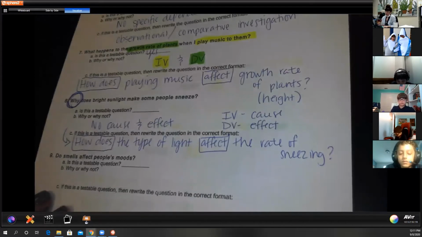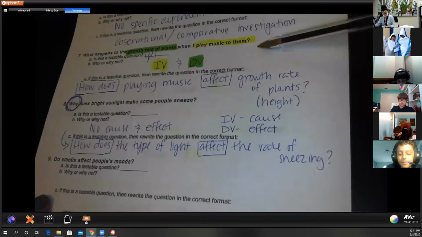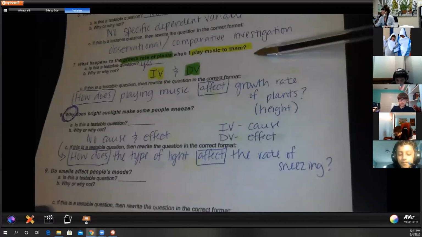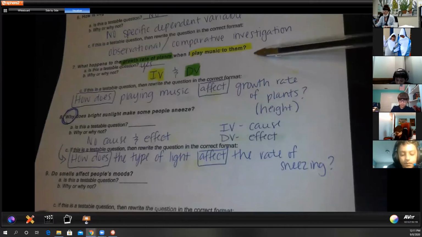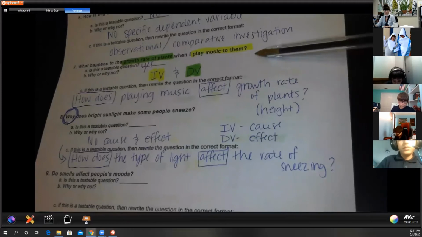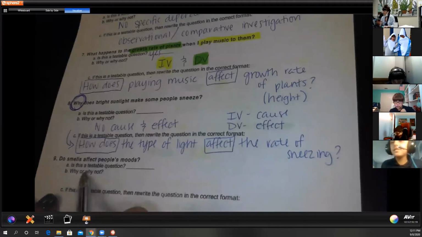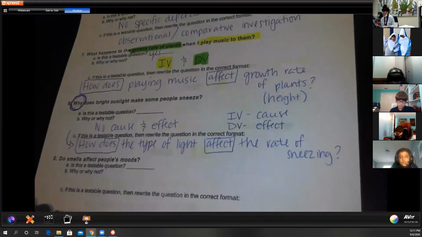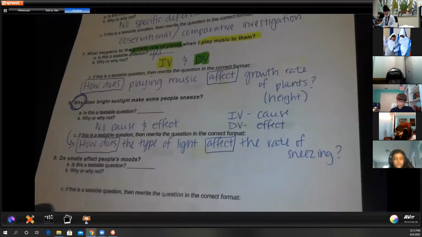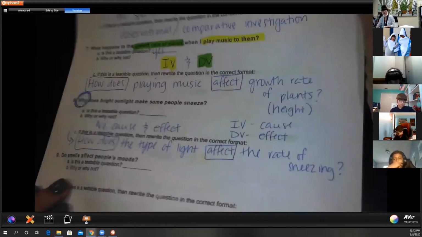Right? So like if I said the music thing, why do plants grow more when they hear music? That's not testable. That's asking me to explain the results, doesn't it? So this is why it's important for us to start with that word how does, because we're asking how one thing affects something else. We can't explain results if we don't have results. I can't explain how you did on a test if you don't take the test. Why did Joel do so well on the test? I don't know. He didn't take it yet, right? My assumption would be because he's been studying super hard, right?